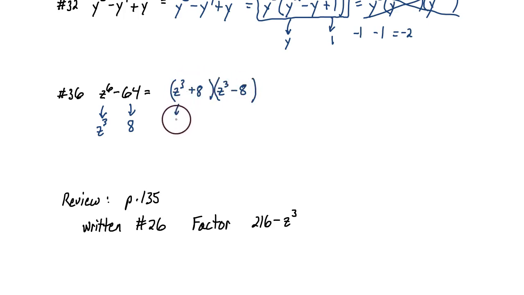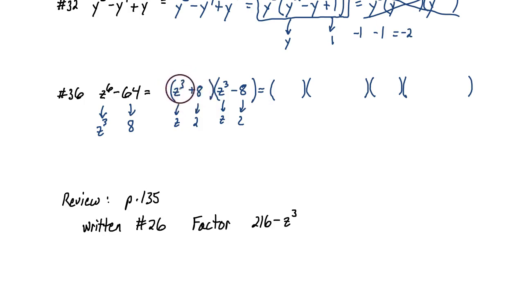The cube root of this is Z. The cube root of this is 2. The same over here. The cube root of that one is Z, and the cube root of that is 2. Let's follow the pattern for factoring a sum of cubes. It's a small set of parentheses and then a longer set of parentheses. Then let's follow the pattern for the difference of cubes. It's a smaller set of parentheses and a longer set of parentheses.